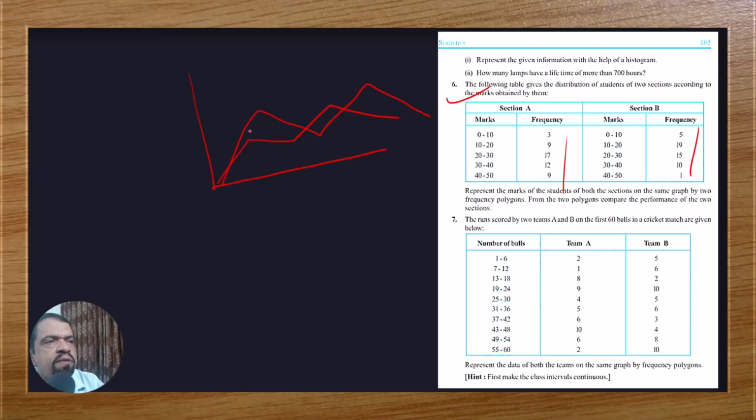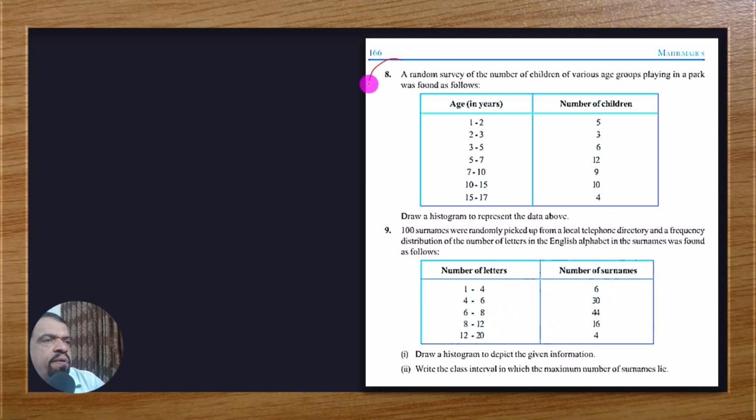Observing this one, you can reveal any result. This question is based on different class sizes. See here, the class size is 1, this is 1, this is 2, 2, and here the class size is 3. So you can find out the new frequencies here using the formula frequency upon class size into minimum class size.